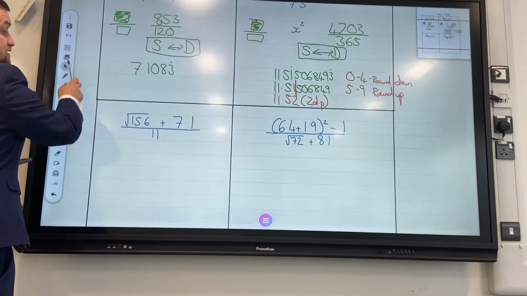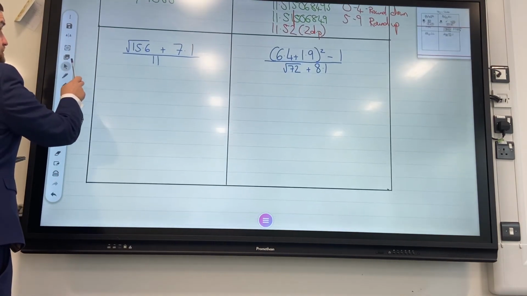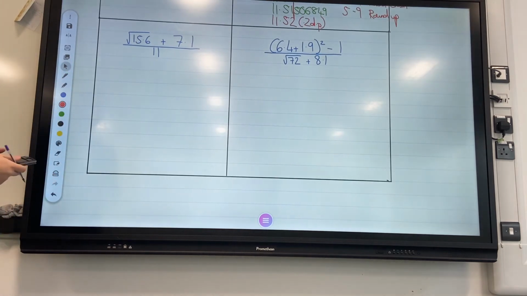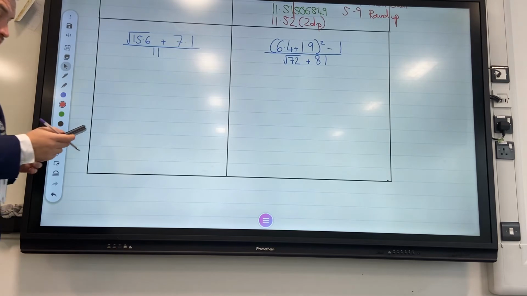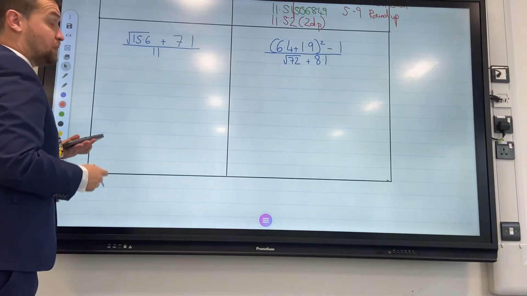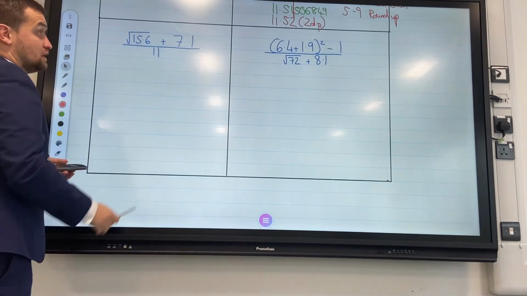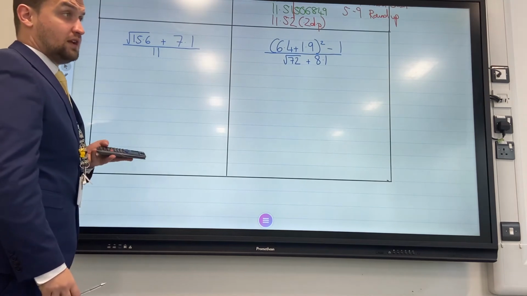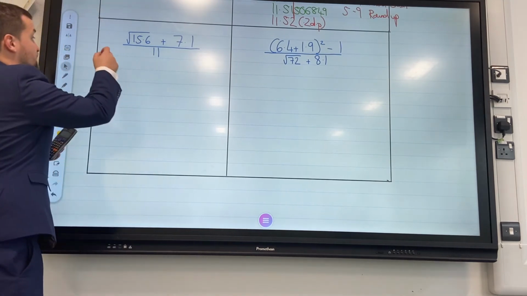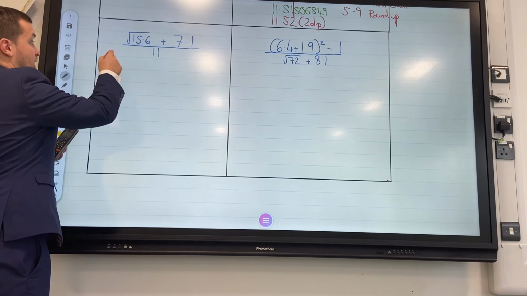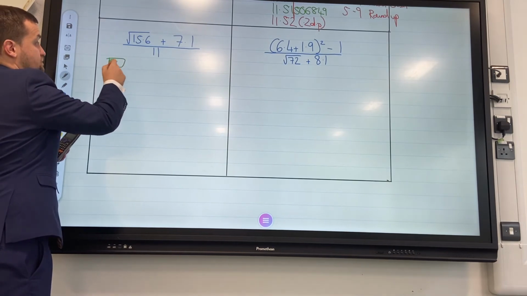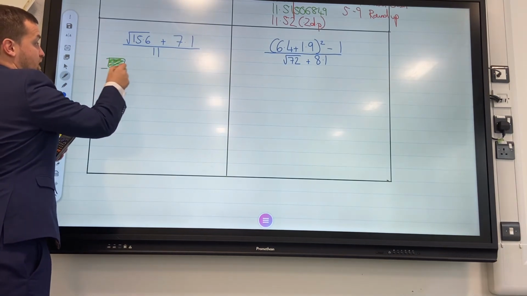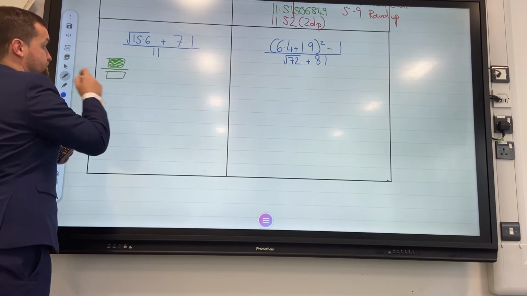Okay, let's go down to the next one. So we've got the square root of 15.6 plus 7.1 all over 11. So what we're going to do, which button do we need to press when we're looking for a fraction? Okay, see if you can get that on your own calculator. If you're struggling, you're looking for the button that looks like this. Whenever you need a fraction, this is the button that you're going to press.